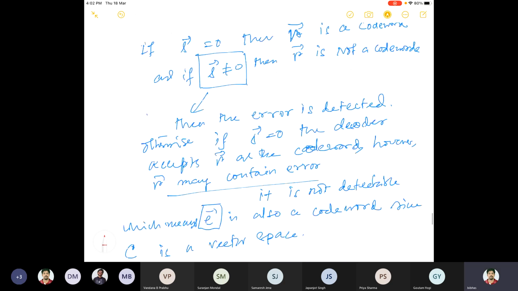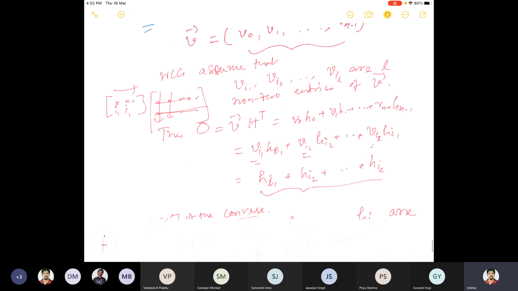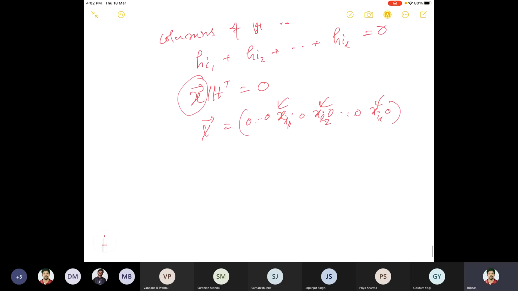So the question is, if I want to analyze how many errors I would be able to detect, then that will give me an idea whether my code is good enough or bad enough. And I want to compute this minimum distance just by looking at the columns of H. I don't want to calculate the Hamming weight of each individual code word, where the number of code words is 2 to the power k. I don't want to do that. So this theorem gives me a way to find out the following.